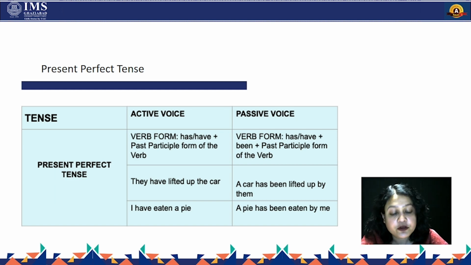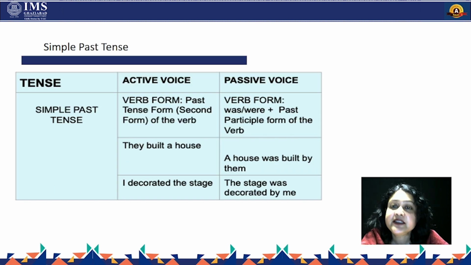Similarly, if we go on to talk about past tense, again, the past in the active voice is the second form of the verb. Now, when we convert this into the passive voice, what we add is either was or were plus again the past participle form of the verb. For example, they built a house, second form of the verb. A house was built by them. So what are we adding? Was and then built, which is the third form of the verb.